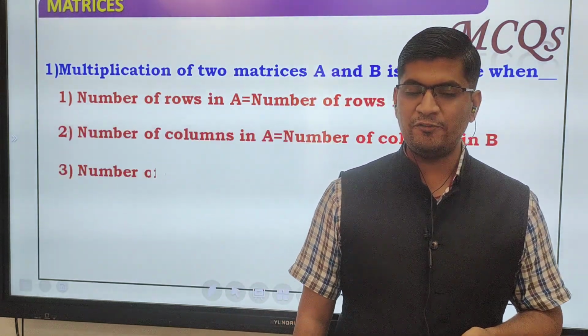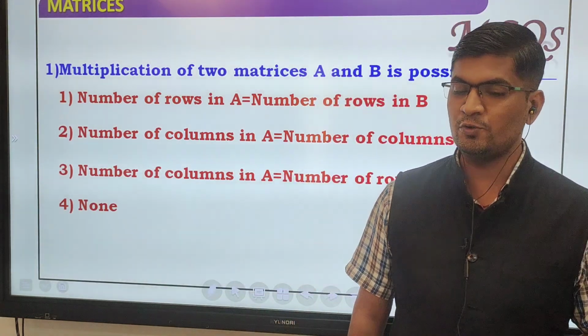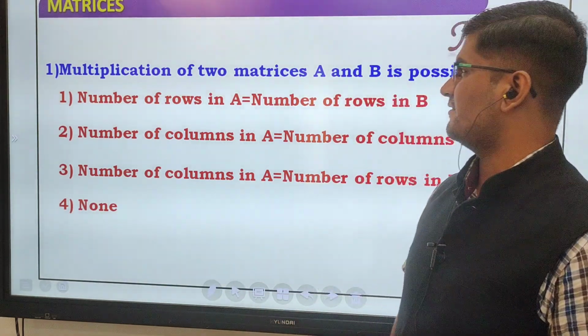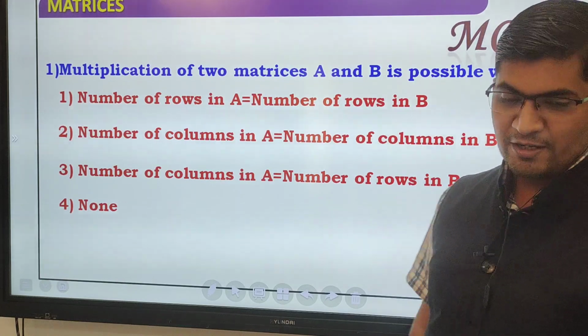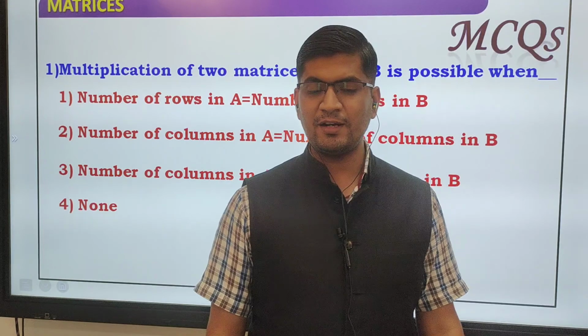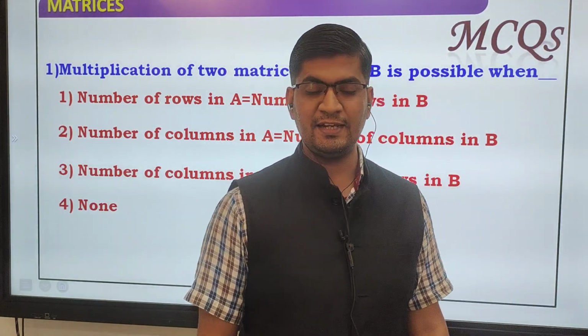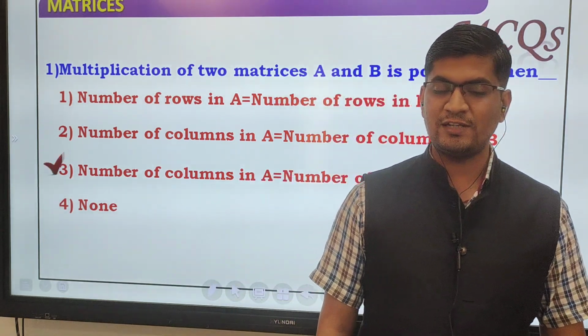Tell me the first question, then we will stop. Multiplication of two matrices A and B is possible when number of rows in A is equal to number of rows in B? No, wrong. Number of columns in A is equal to number of columns in B? Wrong. Number of columns in A is equal to number of rows in B. So the answer will be the third.